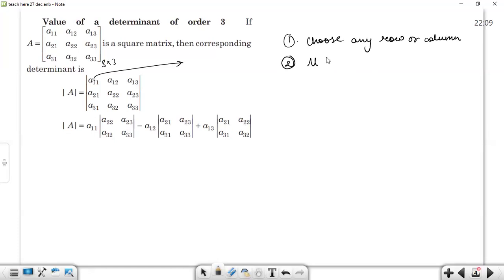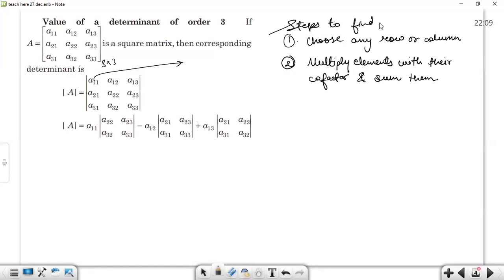Then multiply the elements of that particular chosen row or column with their cofactors and sum them. These are the steps to find the determinant of any order.